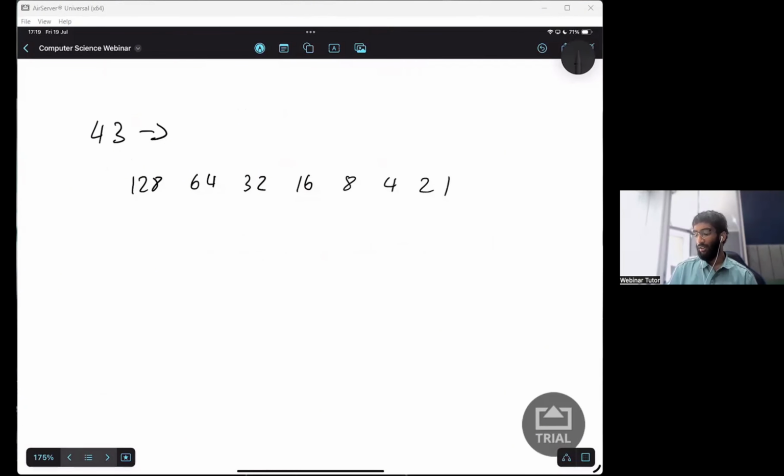I'm going to see 128 and 64, too big. So straight away, zeros for those. 32 does go into 43, exactly once. We get 11 left over. 16 is not big enough, so 0. 8 is big enough.